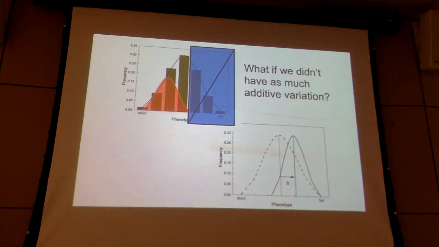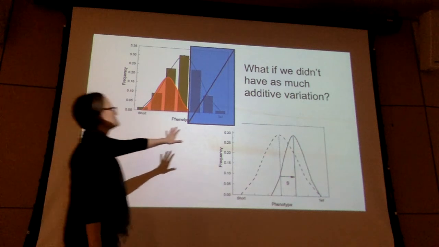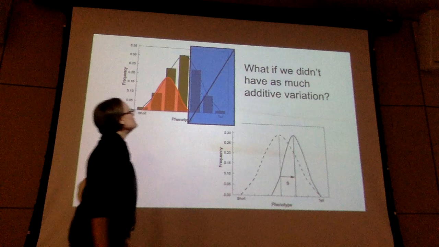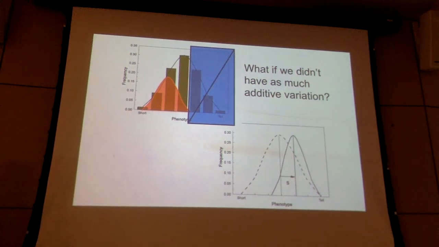Do you remember what happens if we don't have as much additive variation for one of these types of selection? What happens if we don't have as much genetic variation? Let's say these guys just didn't exist. Would we get this same shift? Pardon? It's a good guess, but no, it won't shift the other way.